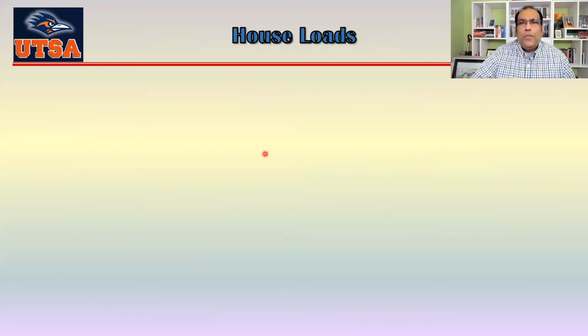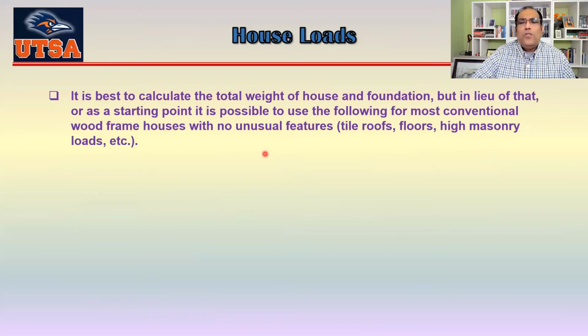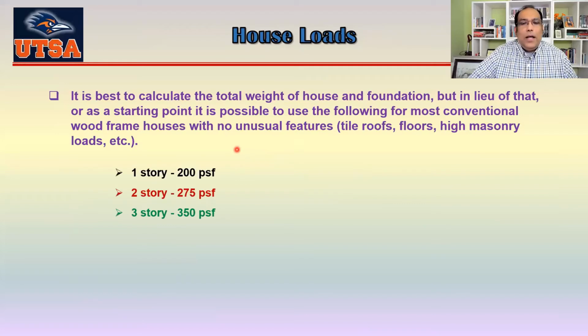House loads. Most of the time, it's always better if you can calculate the total load that's working down there, dead load and live load separately. If not possible, then we can assume that for a one-story building, the uniformly distributed load is 200 PSF. For a two-story building, it's 275, and for a three-story building, it's 350 PSF.